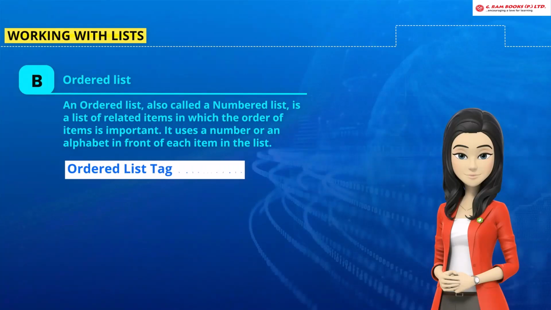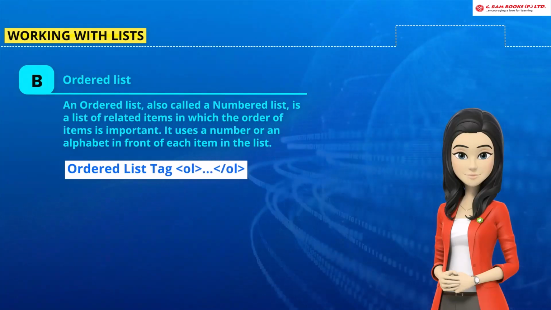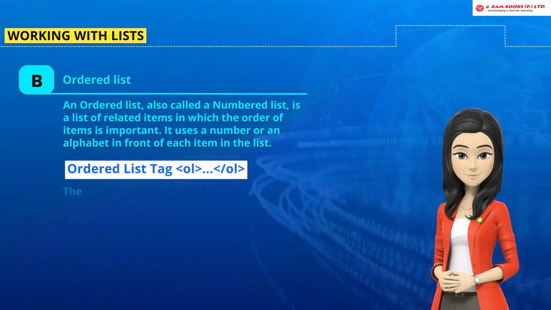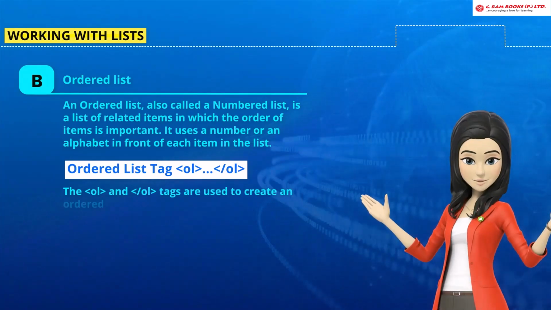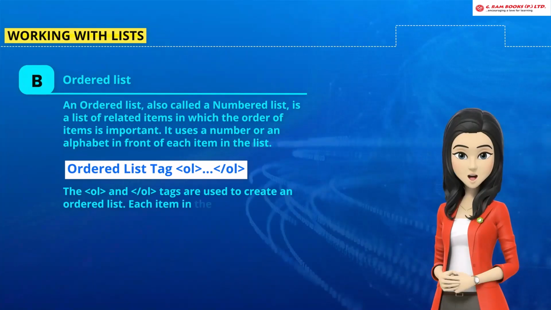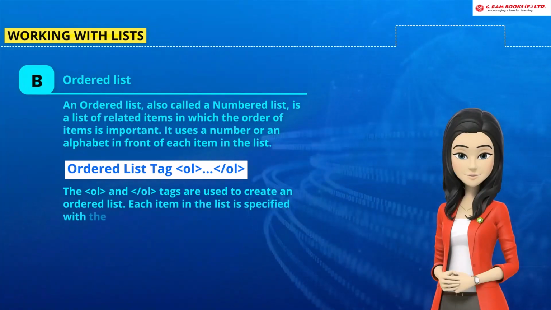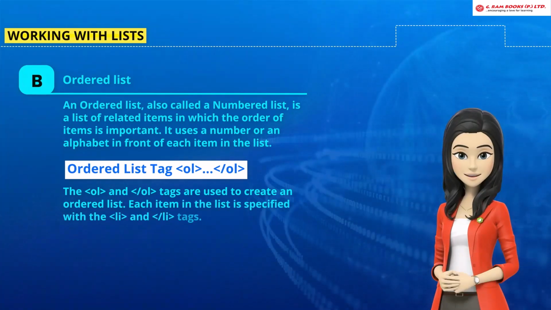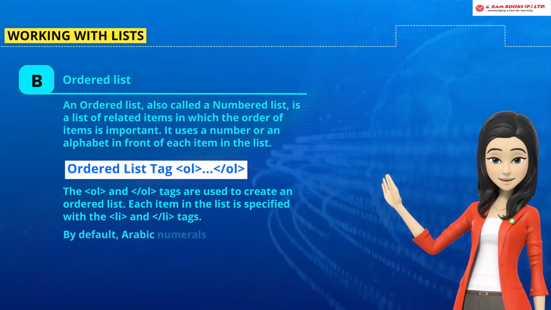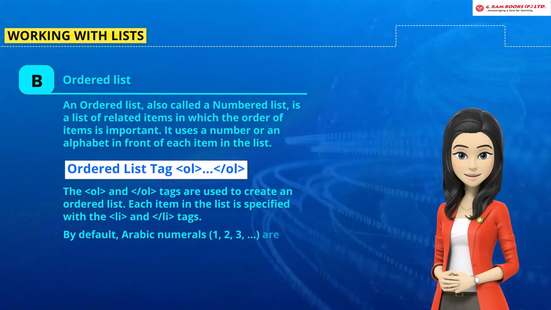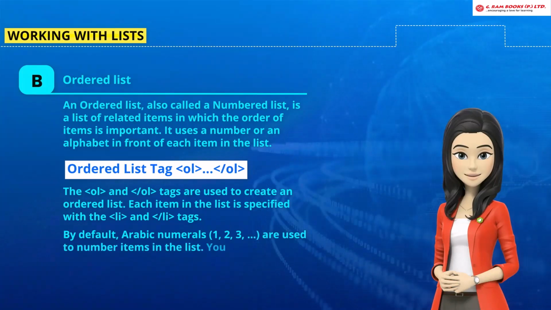Ordered list tag, OL. The OL and /OL tags are used to create an ordered list. Each item in the list is specified with the LI and /LI tags. By default, Arabic numerals 1, 2, 3 are used to number items in the list.